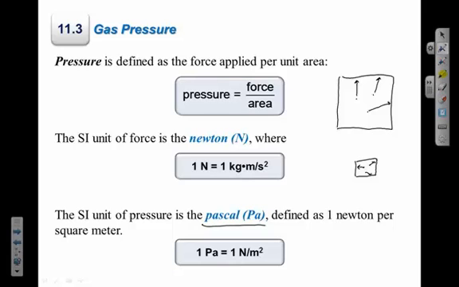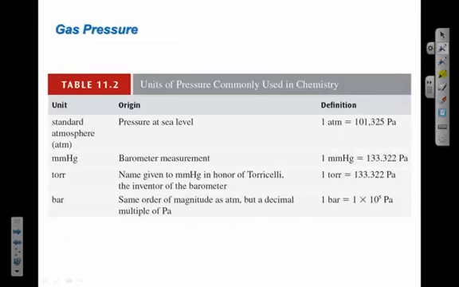So the Pascal is a common unit, and that is one of the units that's used by the computer software that you're going to be working with in the lab. Lots of other units for pressure, including bars, torrs, millimeters of mercury, atmospheres. So we're going to talk about some of these units. Most of these units we're not going to worry about. We're going to be focusing mostly on atmospheres and millimeters of mercury.